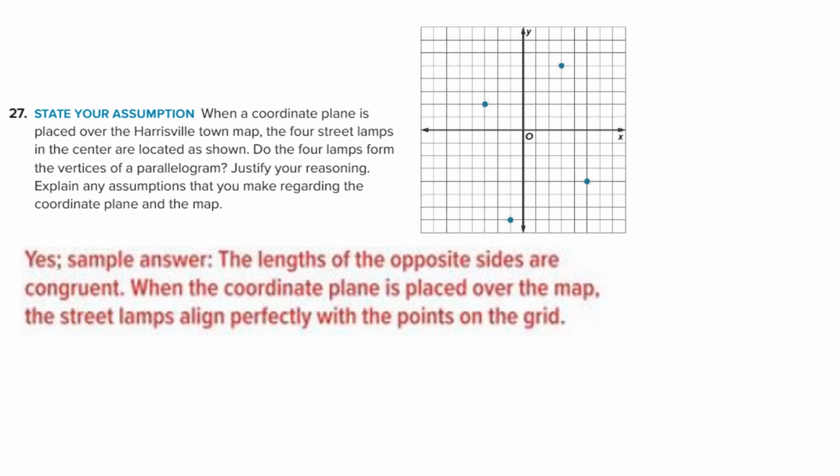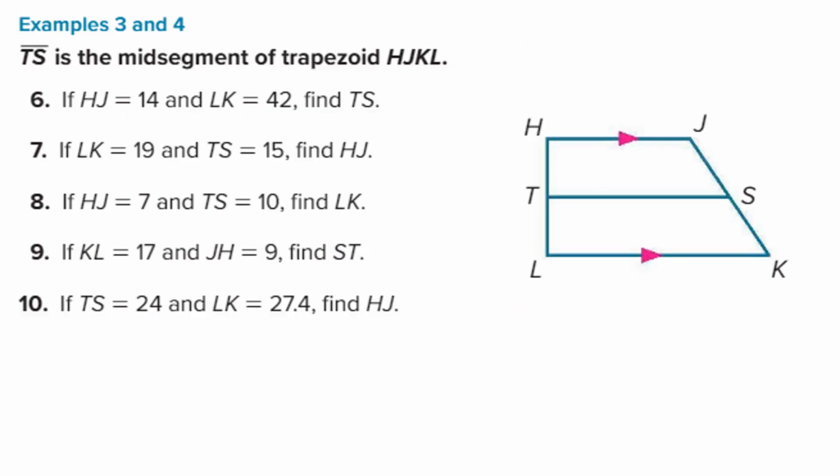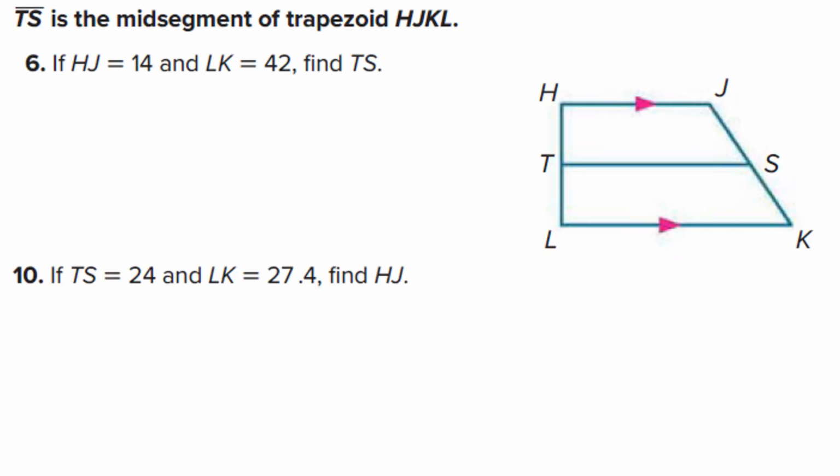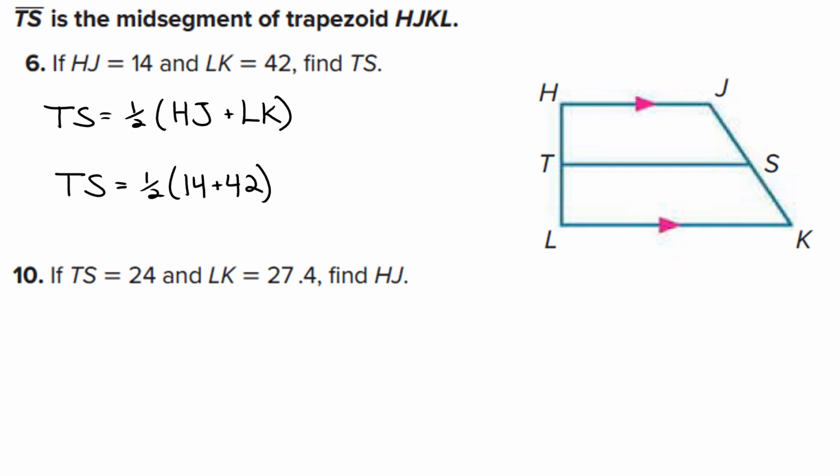Here the sample answer is that the lengths of the opposite sides are congruent. When the coordinate plane is placed over the map, the street lamps align perfectly with the points on the grid. So that's the assumption that you have made. And last but not the least, we have the midsegment theorem, which is used here for solving question 6 to 10. I have already solved question 6 in my last video in part 2. So here it comes out to be 28.